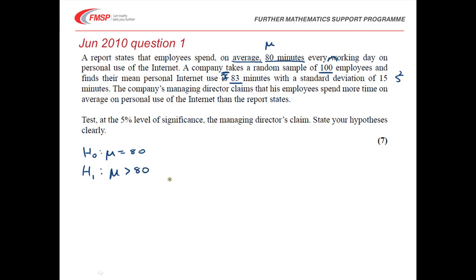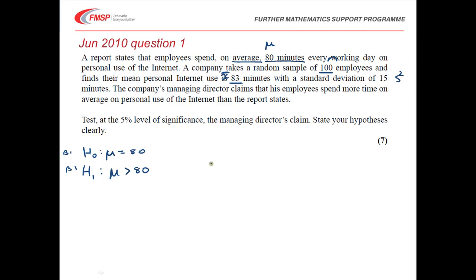Okay, and again, it's got to be mu greater than 80. It's clearly a one-tailed test. Okay, and you get 2 marks. You get a B mark for each of those being correct. Now the way of doing this is to standardize it. That's probably the most sensible way of doing this.